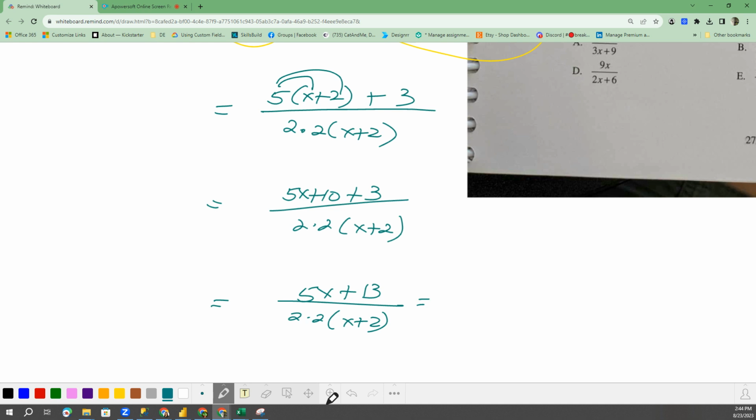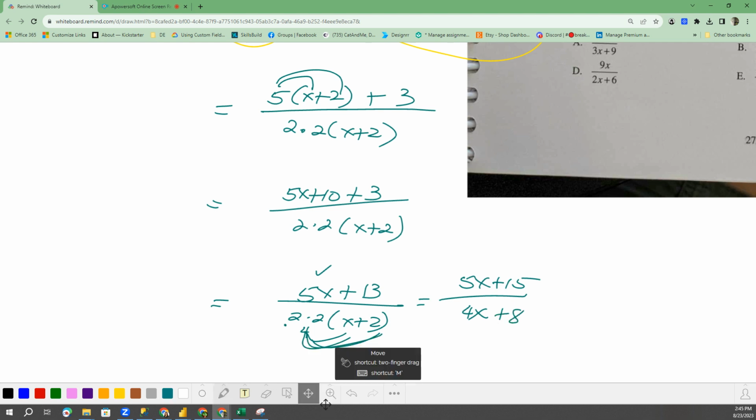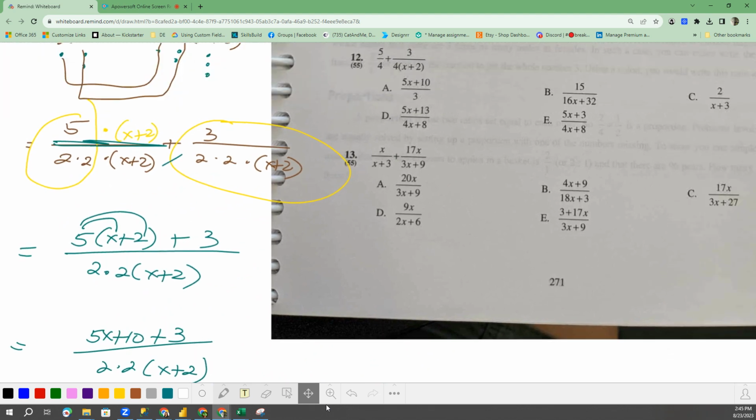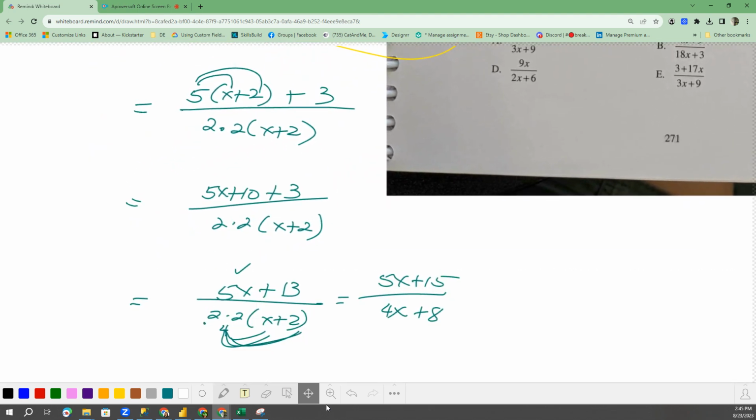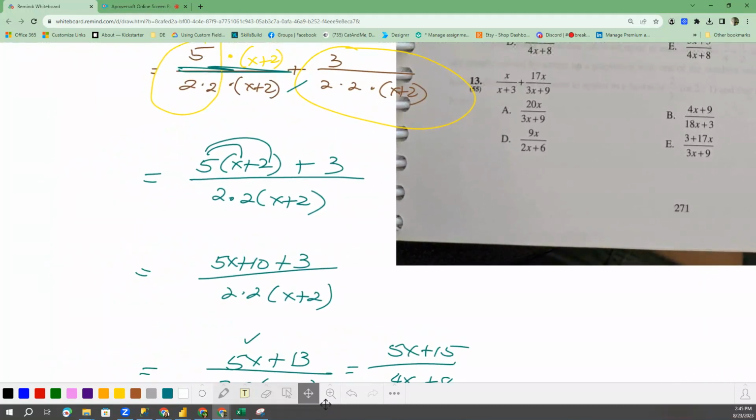Now, numerator, is there a common factor between 5x and 13? No, not really. So that must be it. So it's just 5x plus 13. And this one, you can just distribute that. 2 times 2, that's 4. 4 times x, 4x, 4 times 2 plus 8. So that should be our answer. Do we have that? I think we should have that.